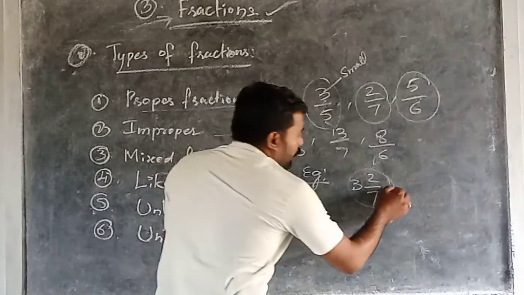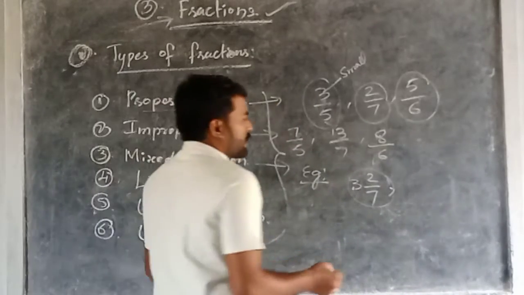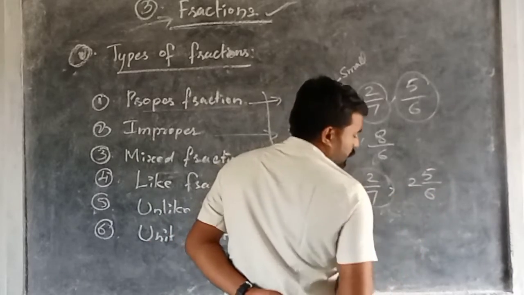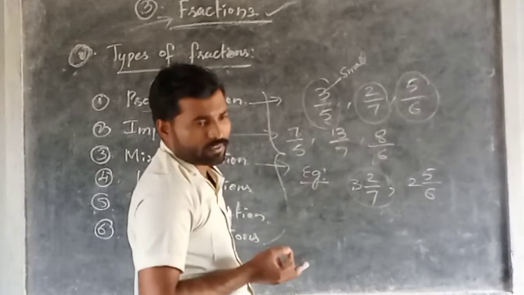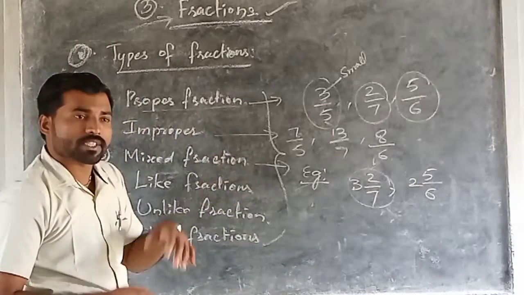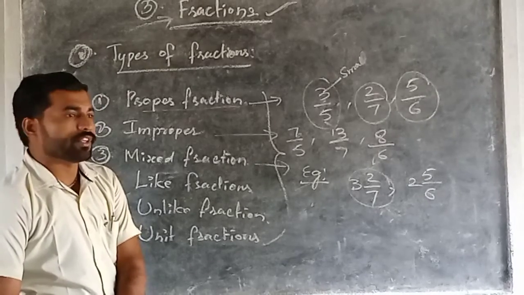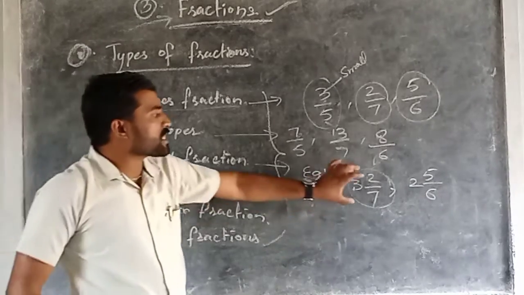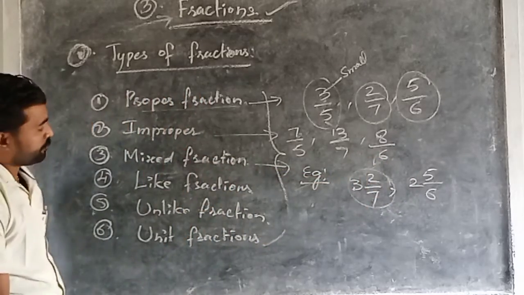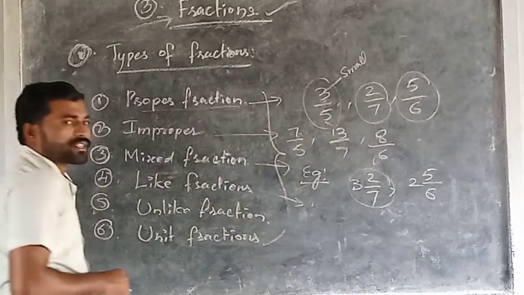Okay, tell me one more example for this fraction. You can say 2 and 1 by 7, or 5 by 7, or 5 by 6. That is also called a mixed fraction. You can write any. All of you, did you understand? Yes, sir. So this type of fractions is called a mixed fraction.